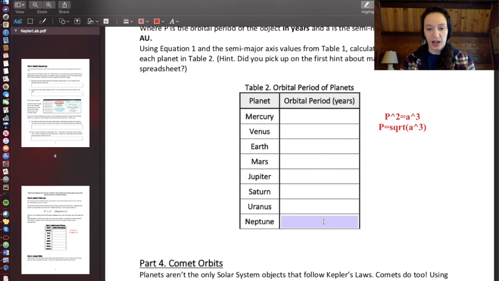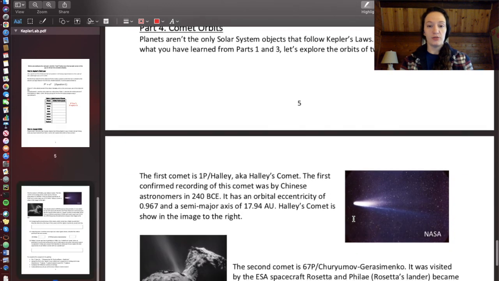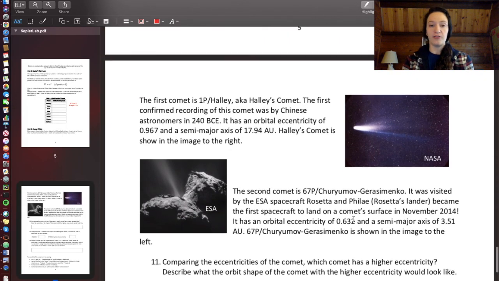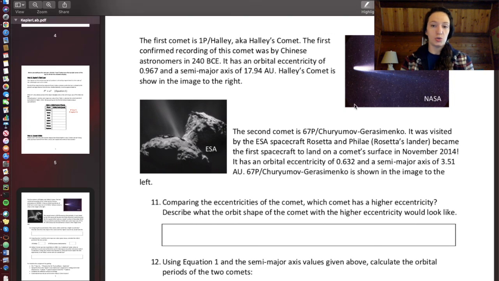So you're going to fill out this whole table just by using this formula that I've given you. And then you're going to move on to the final part of the lab, which is applying this to a real life scenario, which is looking at 2 different comets. The first one is Halley's Comet. We all know Halley's Comet. And the other one is a name that I cannot pronounce, otherwise known as 67P.